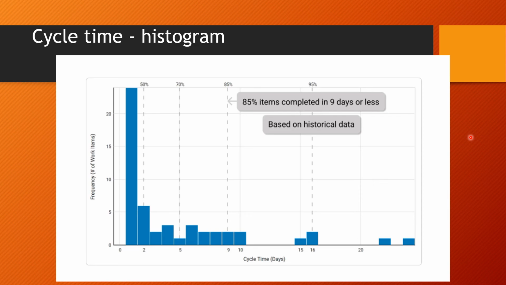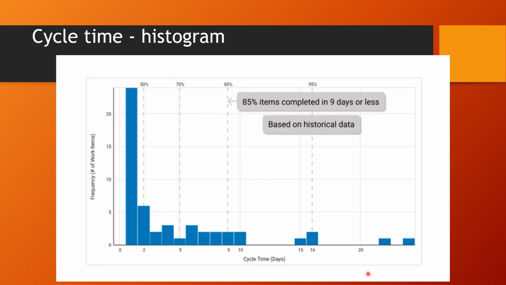Another metric you can use is a cycle time histogram, right? That tells you the frequency of cycle times. Let's say on the X-axis you have cycle time in days, and on the Y-axis you have the frequency of completed work items. So what does it mean? That 25 items are completed in one cycle time, and 6 items are completed in 2 days.